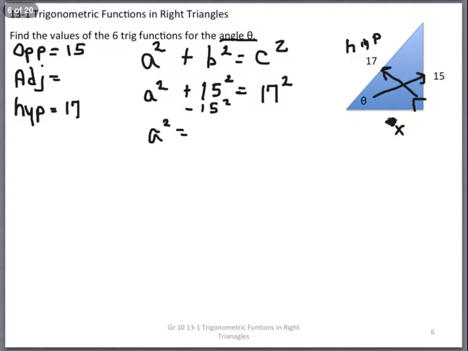Let me back up here a little bit. I forgot to multiply those out. I was thinking ahead too fast. So we have 15 squared here. So we have a squared plus 225 is equal to 289.